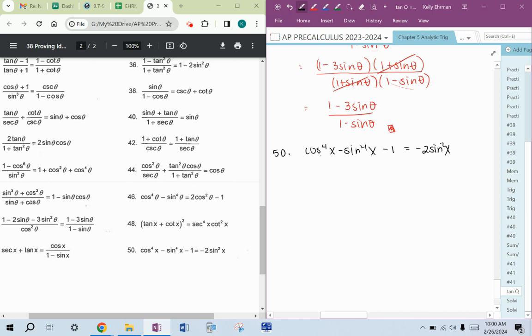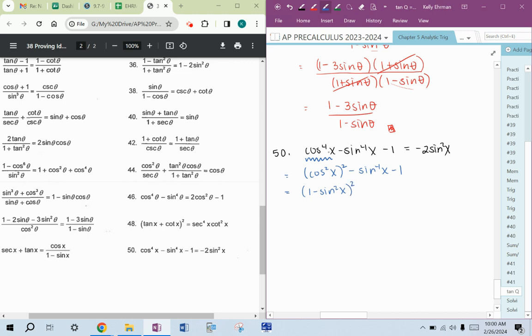This doesn't factor. It's not a trinomial that factors because you have a mix of trig functions. So how about we start with the fact that the right side only has sine squared. So let's begin by getting rid of cosine to the fourth. Now be careful, the Pythagorean identities are only for sine and cosine squared. So let's rewrite this first as cosine squared, squared, instead of cosine to the fourth, minus sine to the fourth x minus 1. And then now we can replace the cosine squared on the inside with a 1 minus sine squared.